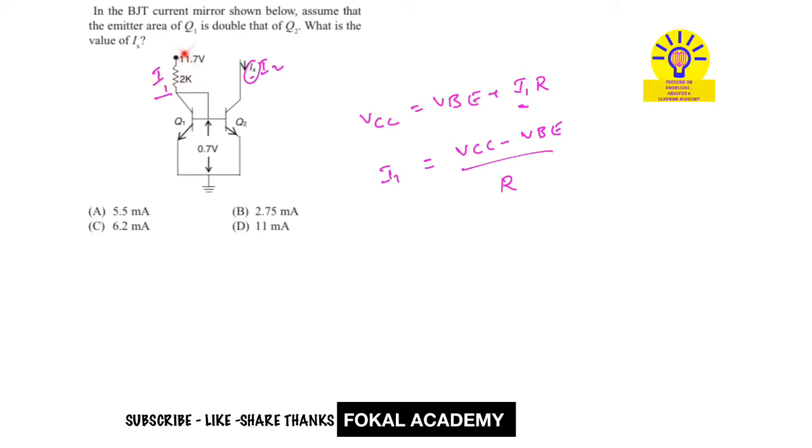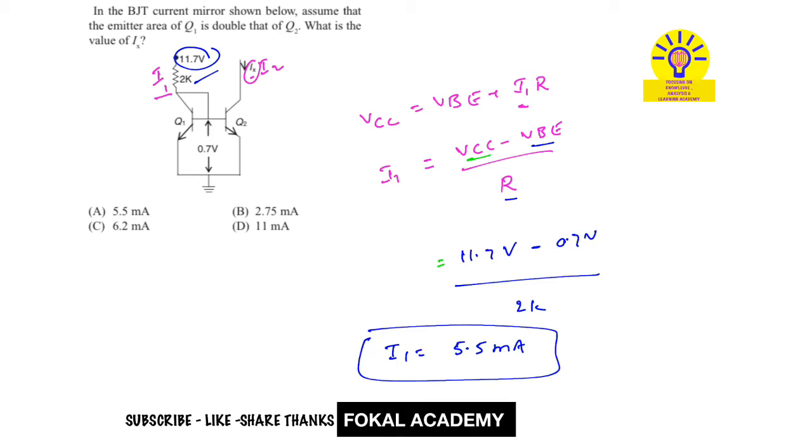I1 into R, VCC here is 11.7 volts and VBE is the voltage drop across the base-emitter, so 0.7 volts is considered. So I1 equals (11.7 volts minus 0.7 volts) divided by R, which is 2 kilo ohms. From this we get I1 as 5.5 milliamperes.